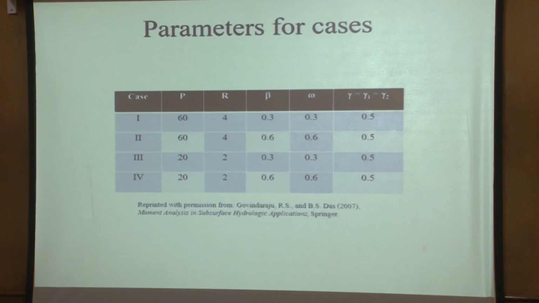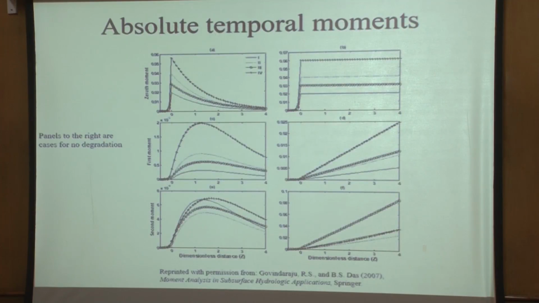Okay. So what we would do is take a look at a few simple cases, just like the previous time. Cases 1, 2, 3, and 4 are simply different combinations of P, R, beta, and omega. Gamma for now I have simply left as 0.5. In some cases, the Peclet number is varying. In some cases, beta and gamma are varying. And you can look at some of the results.